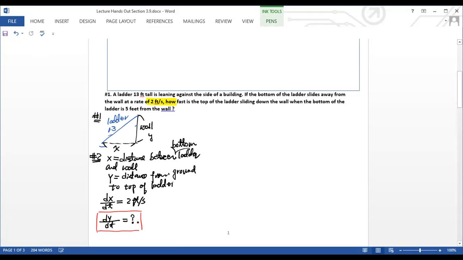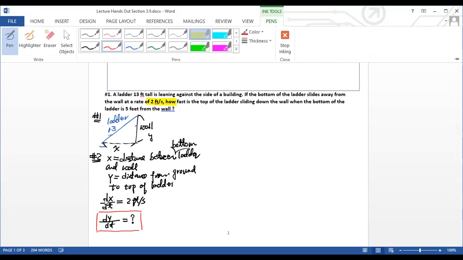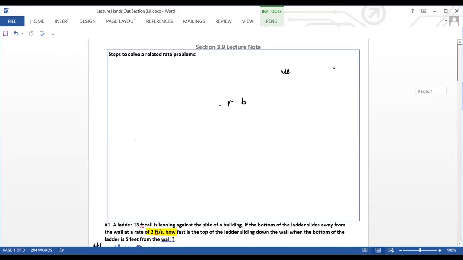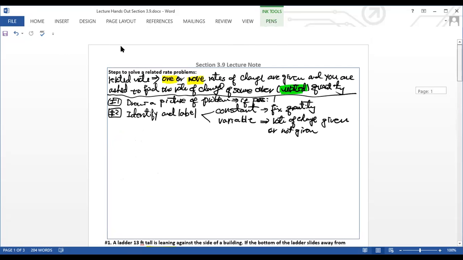So you list everything the problem is telling you, and you write down what the rate is given. For example, this is the given rate, and this is the rate we are looking for here. So that's step number 2.